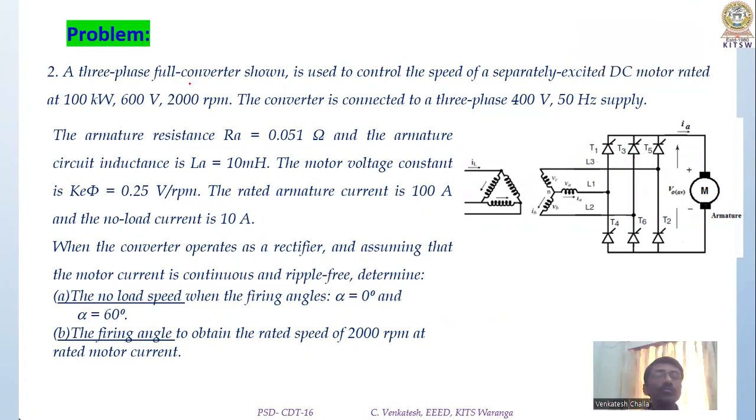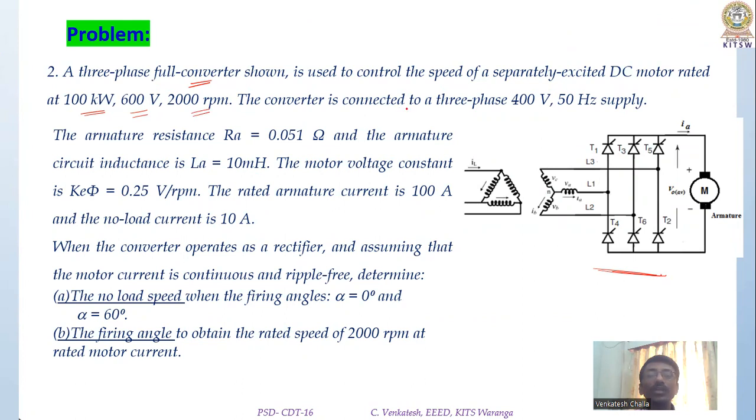A three-phase full converter. Full converter means what? It is full wave, fully controlled. That means all devices are SCRs. So a three-phase full converter shown is used to control the speed of a separately excited DC motor rated at 100 kilowatts, 600 volts, 2000 RPM.